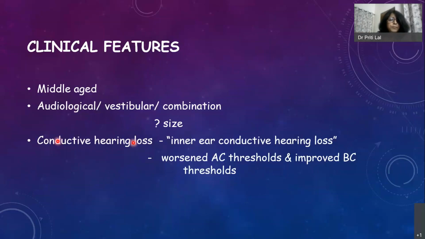Now, one of the predominant symptoms is hearing loss, which is conductive in nature. Now, this conductive hearing loss in a setting of an intact normal TM is aptly termed as inner ear conductive hearing loss, where we see worsened AC thresholds and improved BC thresholds. Sometimes the BC thresholds are better than even 0 decibels, resulting in an air-bone gap, which is largely in the lower frequencies.